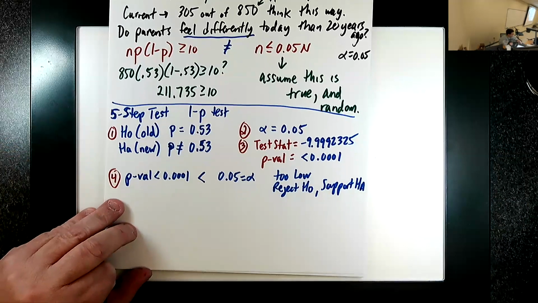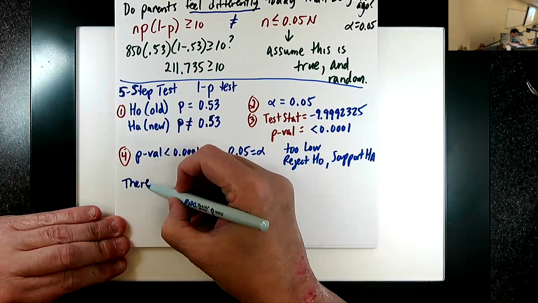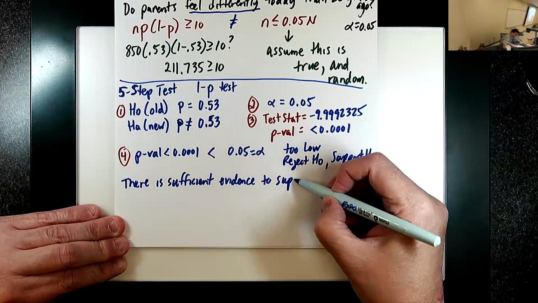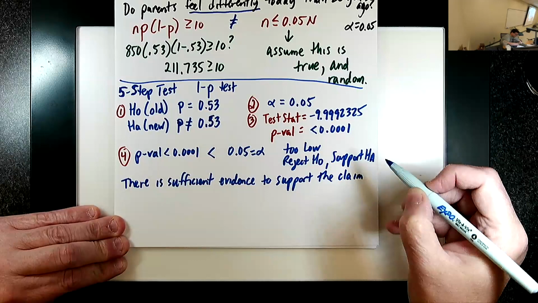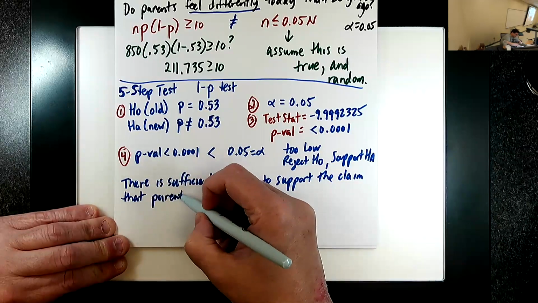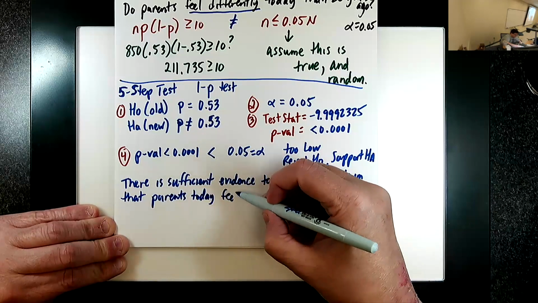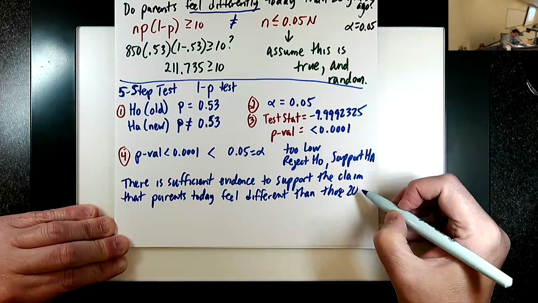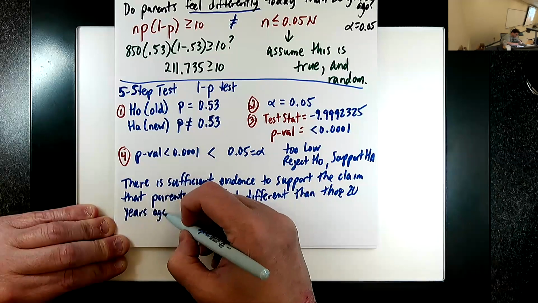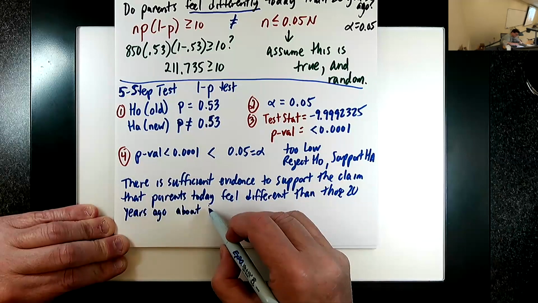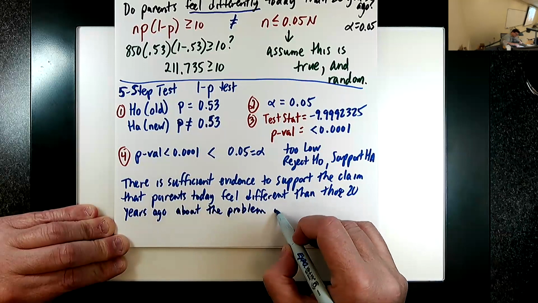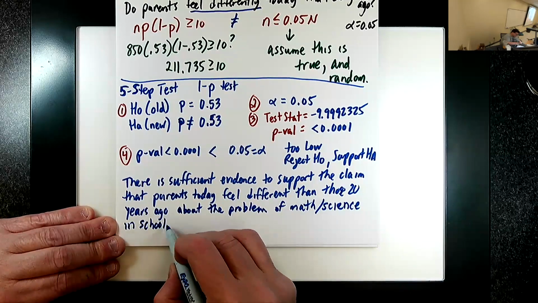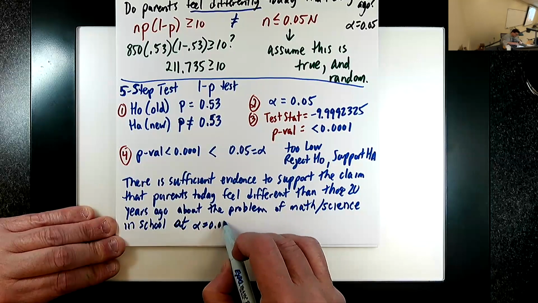If we support HA, that means there's enough evidence to support it. There is sufficient evidence to support the claim that parents today feel differently than those 20 years ago about the problem of teaching math and science in school, at alpha equals 0.05 level of significance.